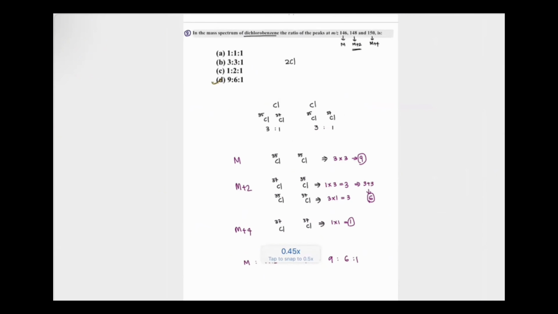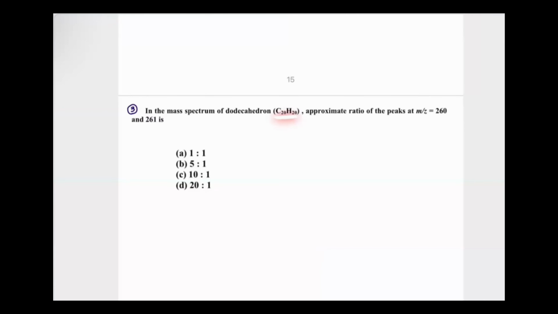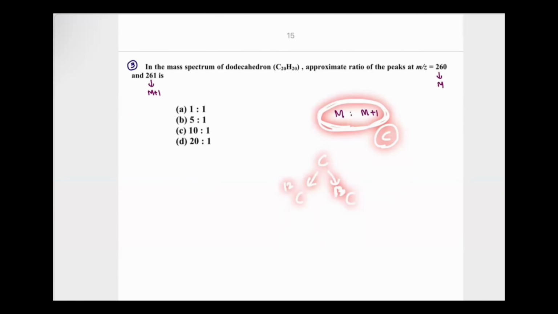Okay. Now we'll move on to next question, that is in the mass spectrum of dodecahedron, that is C20H20, approximate ratio of peaks at m/z 260 and 261 is. Suppose here if you are taking 260 as M peak, 261 will be M plus 1 peak. So here they are asking for the ratio of M peak is to M plus 1 peak. So this we have seen in case of carbon, because carbon can be present in two forms, carbon 12 and carbon 13. And if carbon 13 is present, the M peak will increase to M plus 1 peak.